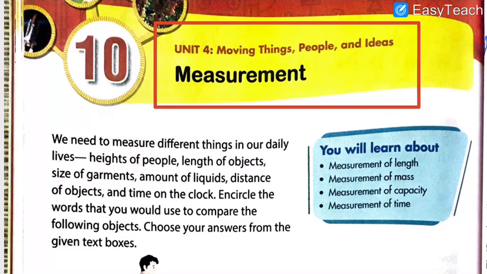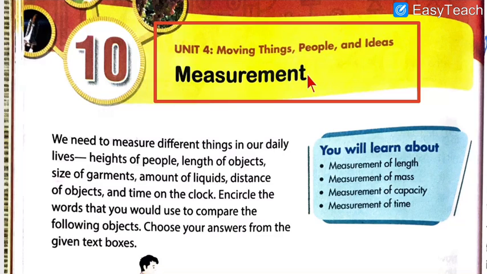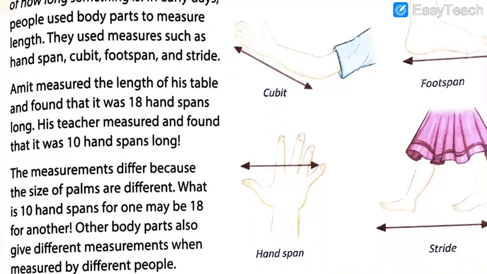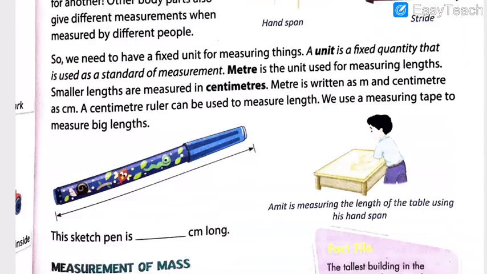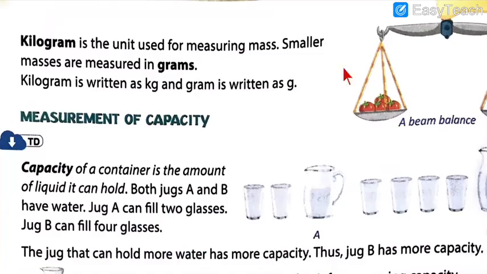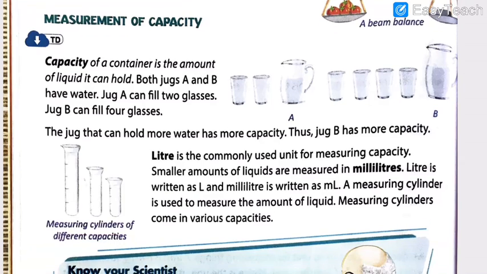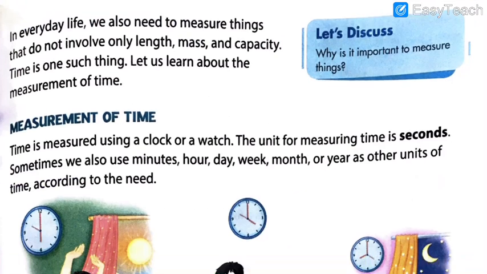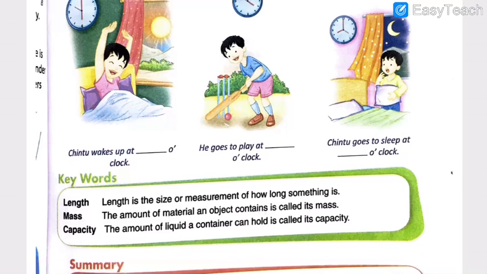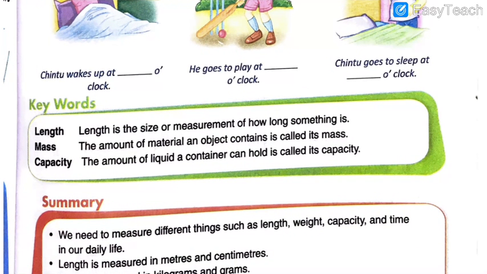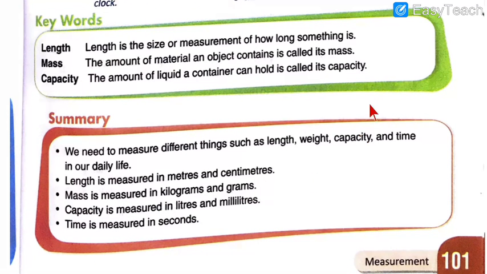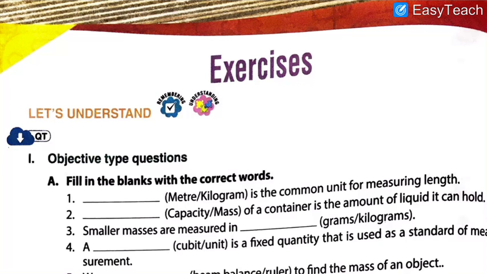So let us solve a few objective questions of chapter number 10, Measurement, for which we have done all the detailed understanding of the different measurements, what are the units of that, how is it written, and every single detail we have done for this chapter. Even the keywords we have revised three times. Not only that, but also at the end we have understood the summary part. So I hope that you all are now ready with your books. So let's get started with the exercise.